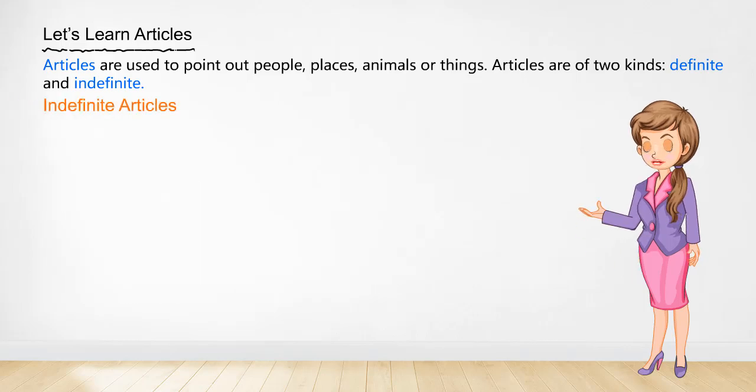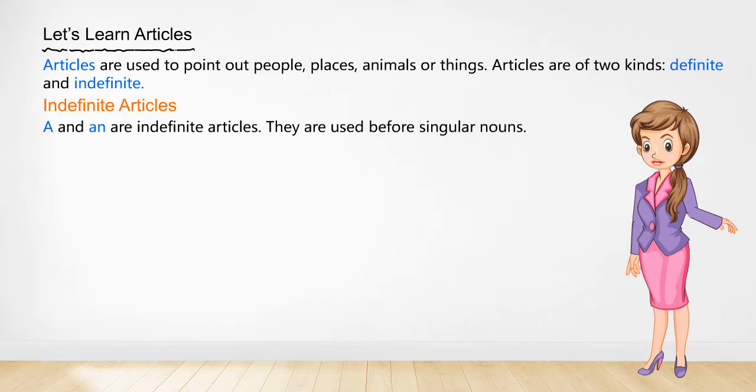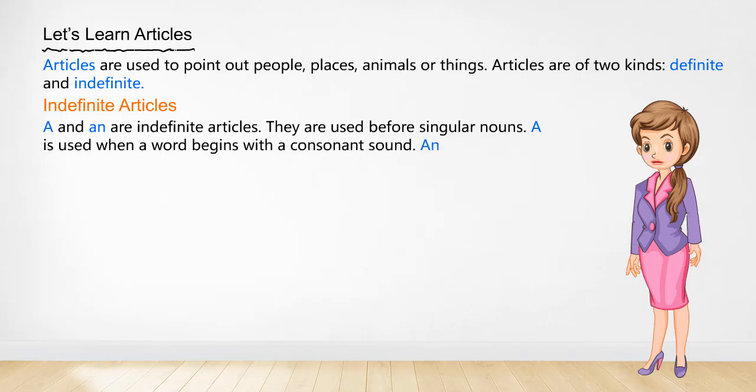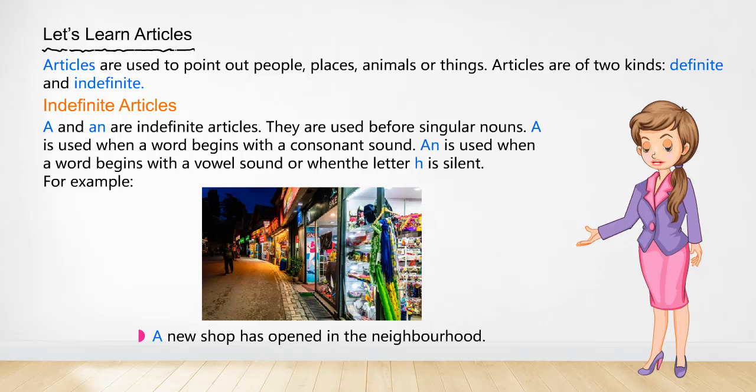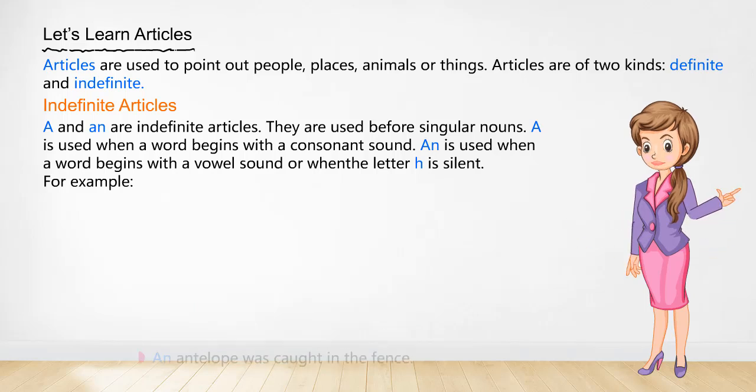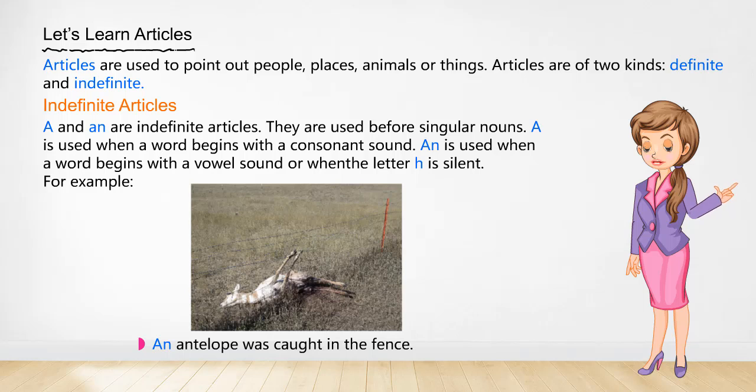Indefinite articles. A and an are indefinite articles. They are used before singular nouns. A is used when a word begins with a consonant sound. An is used when a word begins with a vowel sound or when the letter H is silent. For example, a new shop has opened in the neighborhood. An antelope was caught in the fence.